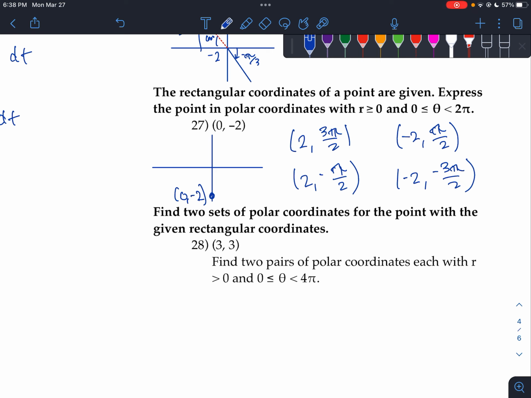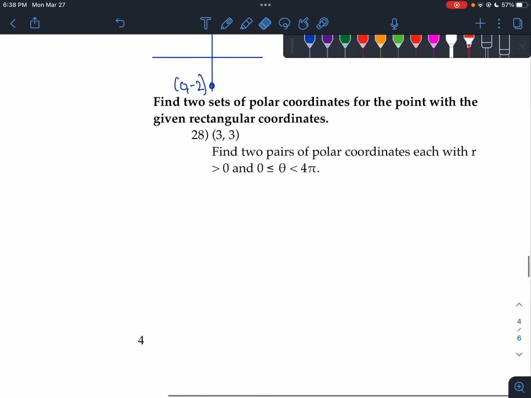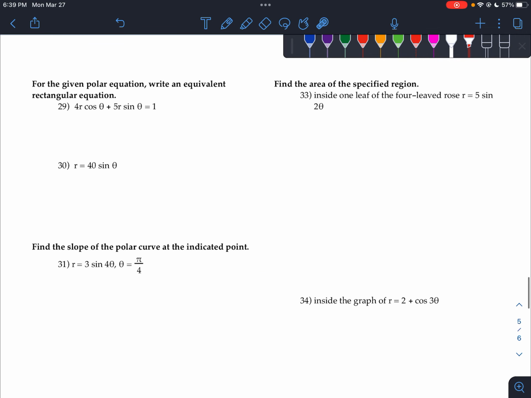So there are multiple different ways that you could write that polar coordinate. But it does say that theta is between 0 and pi halves, so that would eliminate those two. Find two sets of polar coordinates for the point. So essentially just the same thing. It does say r is going to be positive though, and theta is between 0 and 4 pi. So in that case, I think you can find that.